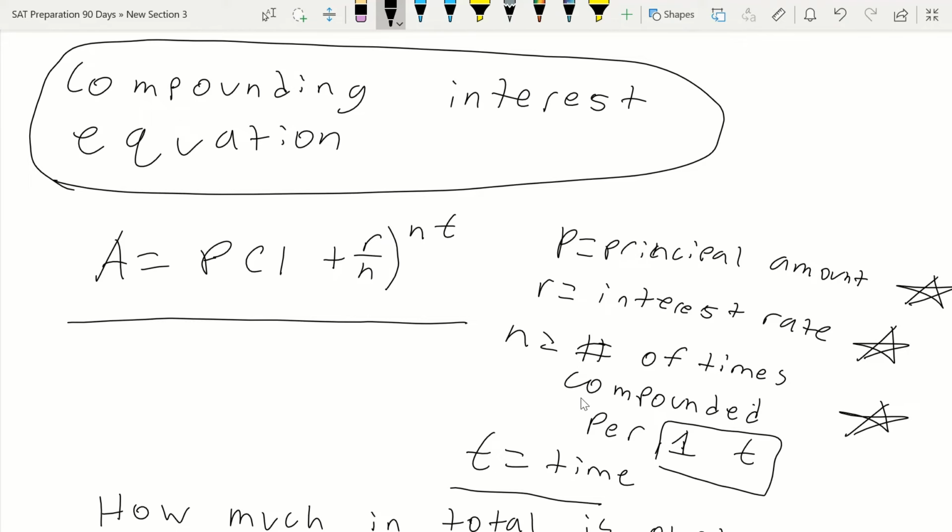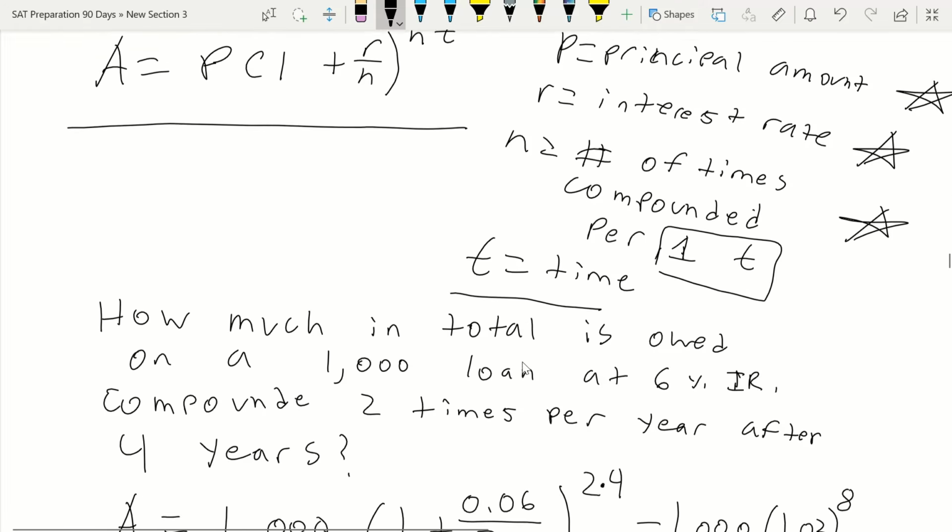So for an example here, if we're going to compound it quarterly, which means 4 times a year, then n is going to equal 4, and that means that t will equal 1, right? So our number of times compounded per 1 t, right? So 4 times per year is quarterly, so that would mean n is 4 and t is 1. If we're going to use monthly, then n would be 12 and t would be 1.